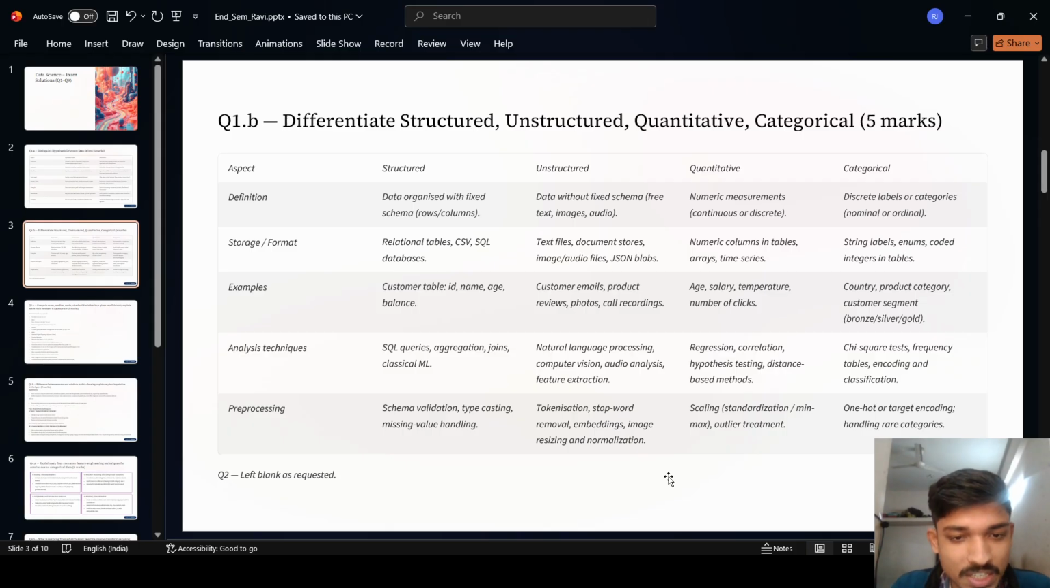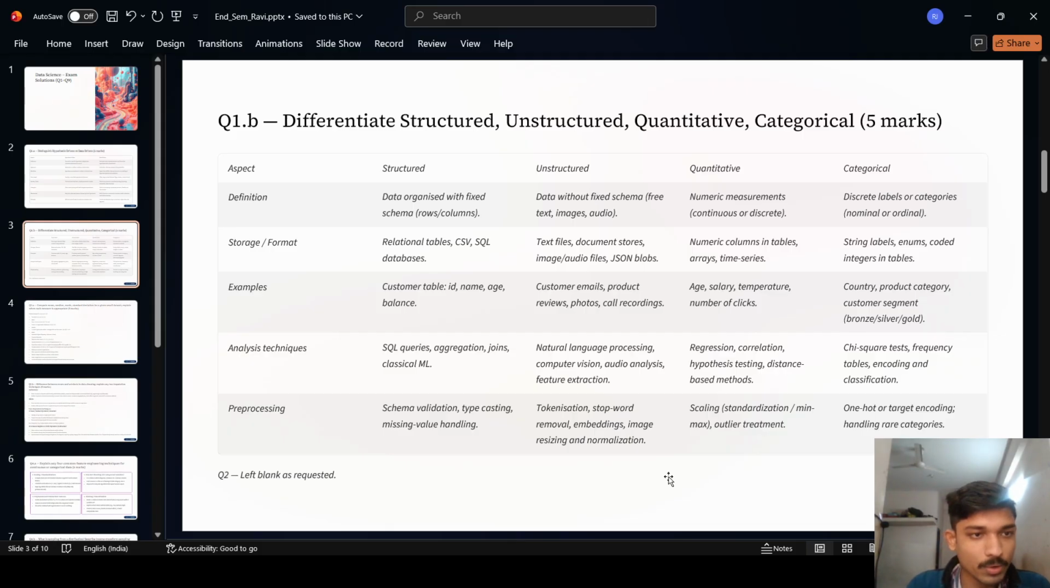Pre-processing needed in structured data includes schema validation, type testing, missing value handling. In unstructured data, it needs tokenization, stop word removal, embeddings, image resizing and normalization. Quantitative data needs scaling, standardization, min max normalization, outlier detection like IQR tests. Categorical data needs pre-processing like one hot encoding, target encoding, handling rare categories.